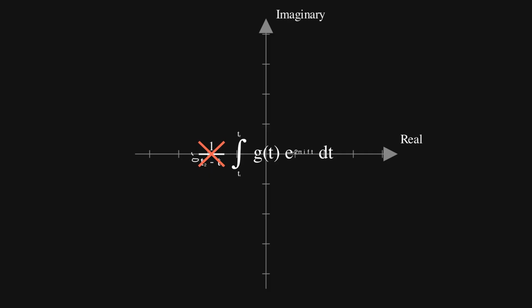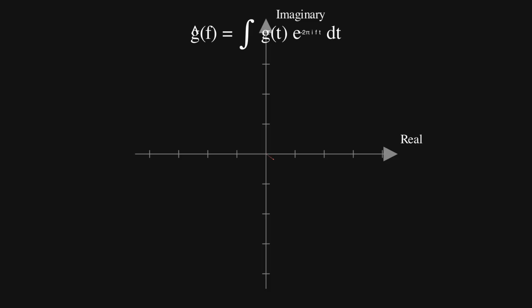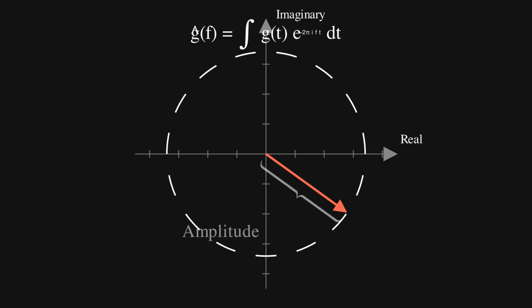The actual Fourier transform drops the division by time. It just scales the result but makes the math infinitely cleaner. What you are left with is an equation that outputs a single complex number. Its magnitude, the distance from the origin, tells you the amplitude, or how much of that frequency is in the signal, and its angle tells you the phase, which is the starting shift of that specific wave.